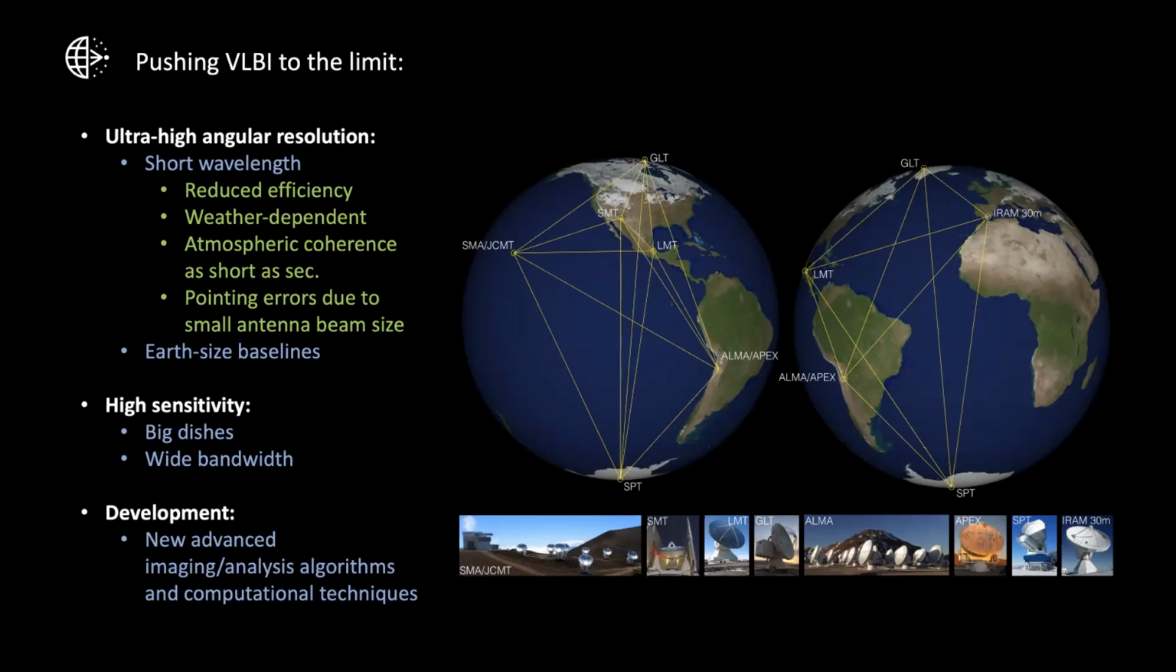On the other side, we could use a larger telescope aperture to get a higher resolution, or in the case of VLBI, use longer and longer baselines. What was done was to use Earth-size baselines, just reaching the limit of the Earth's diameter. Also, very high sensitivity was needed, and in this case we used bigger dishes for millimeter VLBI, which again was quite challenging, and wide bandwidth. All this required the ad hoc development of new and advanced imaging and analysis algorithms, as well as computational techniques. This is why making a single image took many years.